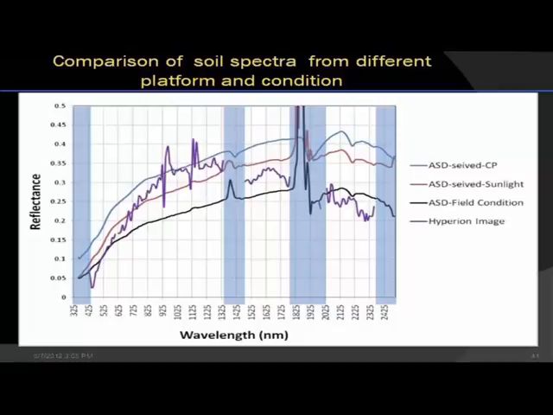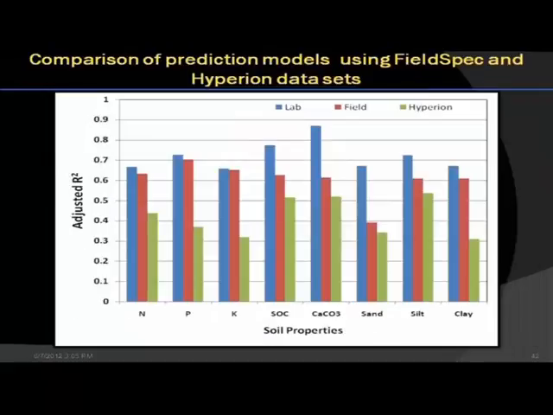And in the field condition, as you saw in the previous slide, this is the spectra you got, the black one, and this is the Hyperion image spectra. So their pattern is almost the same. You see these blue strips: those bands are not considered in the Hyperion data, as I told, and the same part is removed in the contact probe data and in the field data taken with the FieldSpec. Only then could we compare. We developed the prediction equations and compared how good they are in lab conditions, field conditions, and at the satellite level.